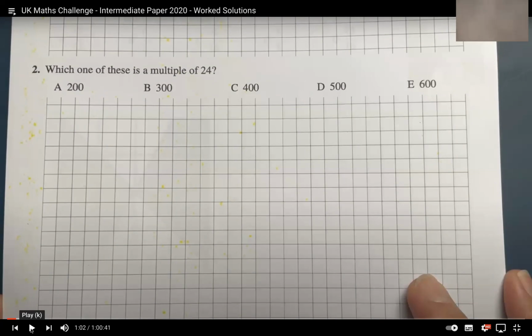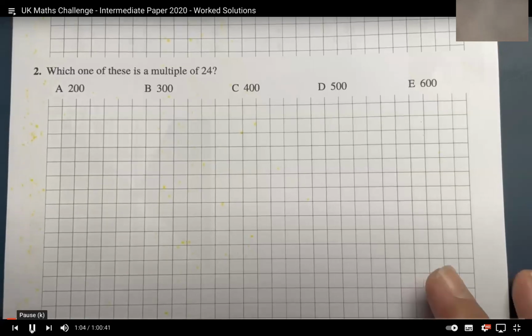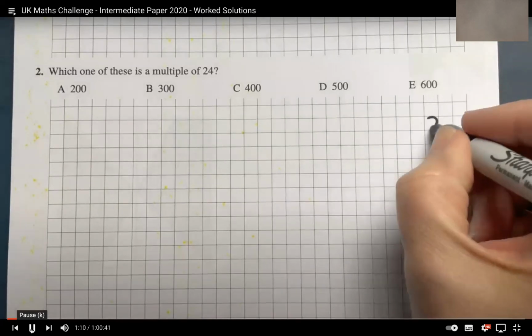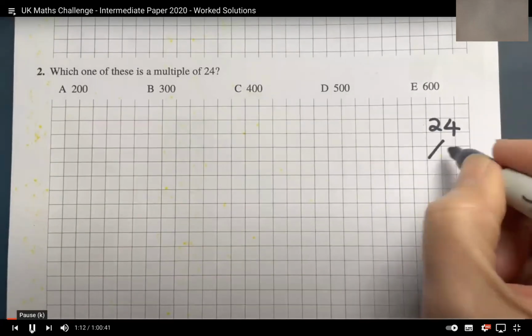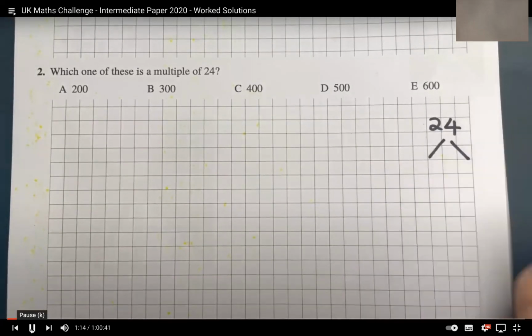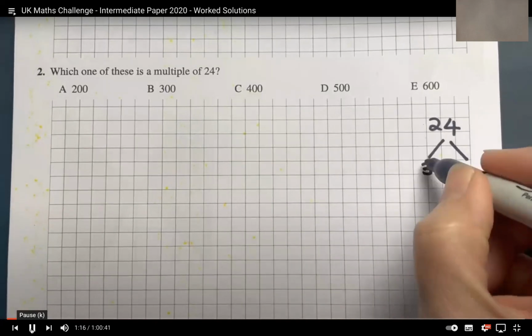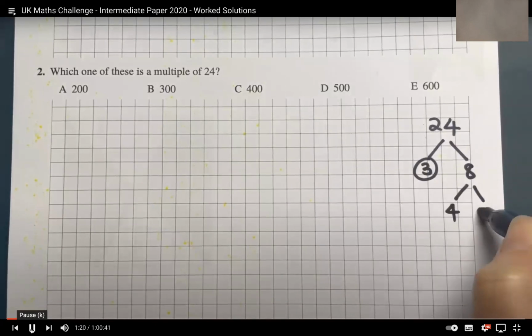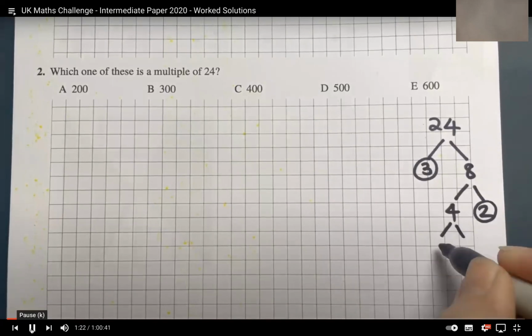Okay, once again, pause if you need more time, fast forward if you want to get to the answer quicker. Which one of these is a multiple of 24? I don't know my 24 times table, so I'm maybe going to have a look at the factors of 24. Maybe I could work out the prime factors. See if that helps.